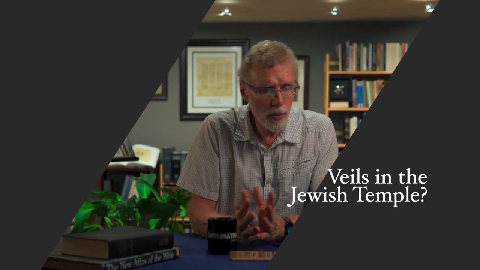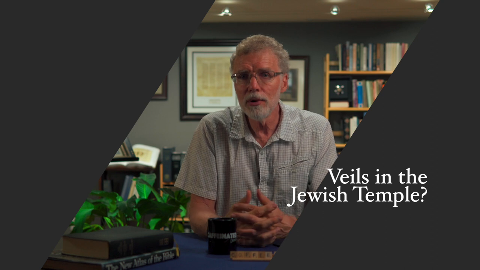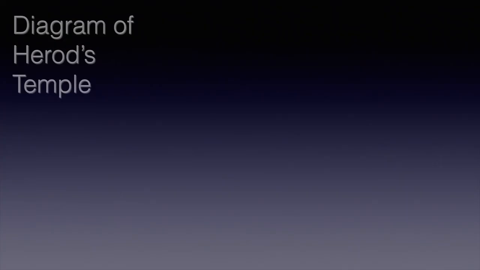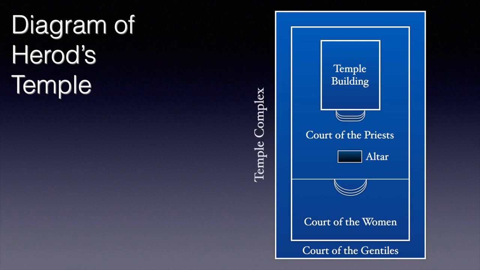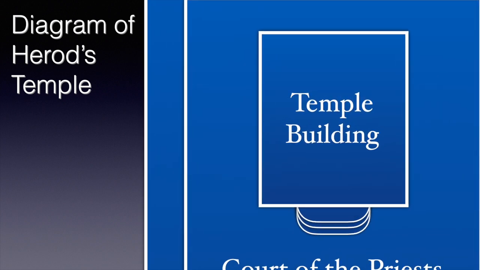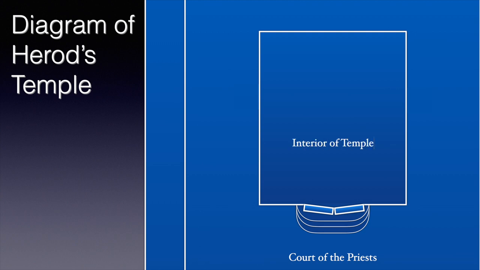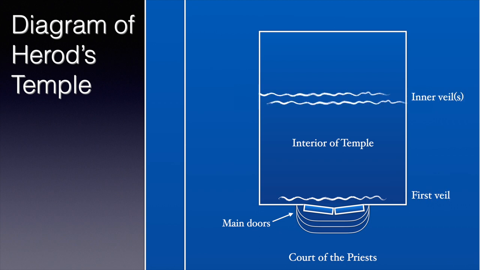The other big question or point of debate that seems almost impossible to resolve is whether there was one veil or two veils in the Jewish temple. Now, most of the texts that describe the temple during Jesus' day describe an outer veil that screened the doors of the temple. Then others describe that there was a second veil as well within the main room of the temple that separated the main room from the Holy of Holies, the space behind the veil.